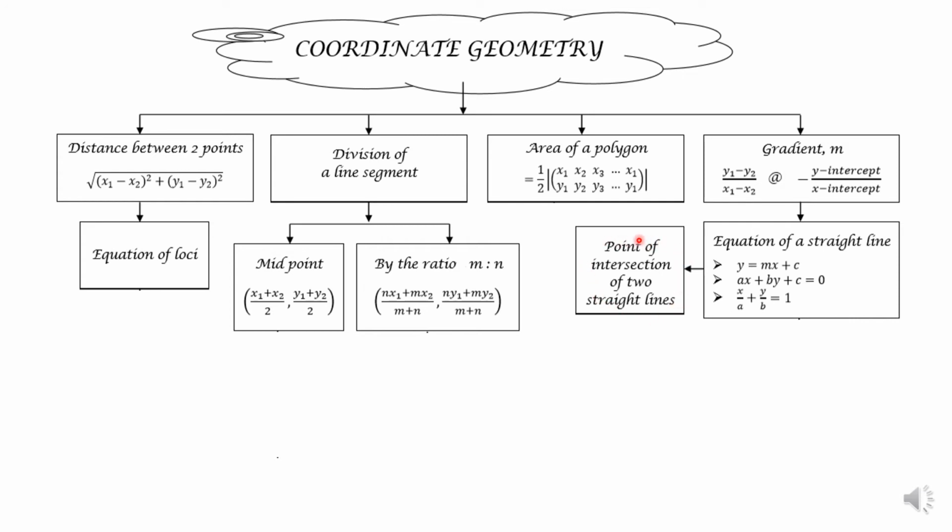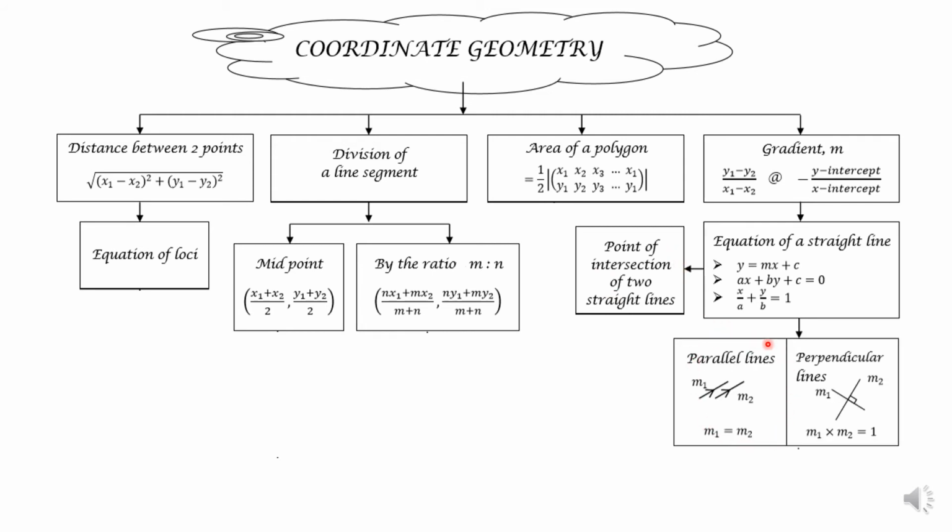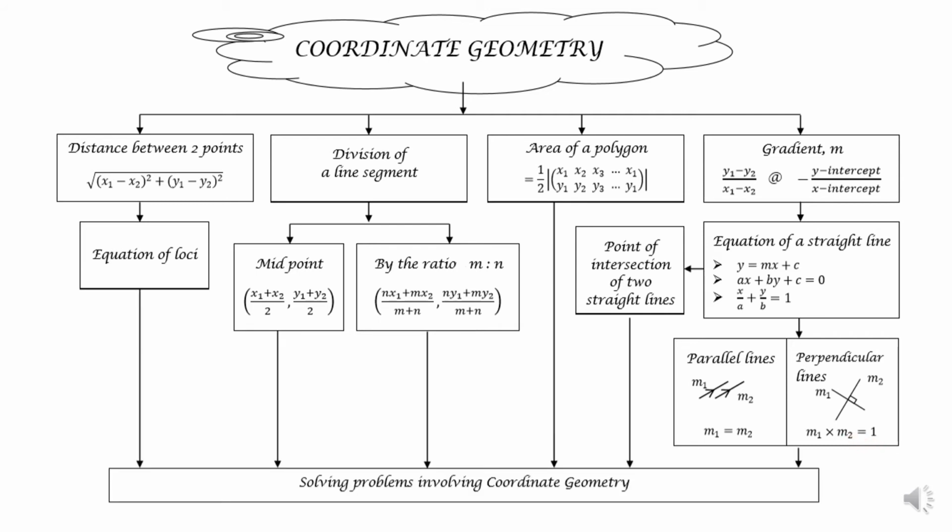Points of intersection of two straight lines. Then we go on to parallel lines, where the gradient of the first line is equal to the gradient of the second line. For perpendicular lines, the gradient of the first line multiplied by the gradient of the second line will give you negative 1. With the above subtopics, you should be able to solve problems involving coordinate geometry.